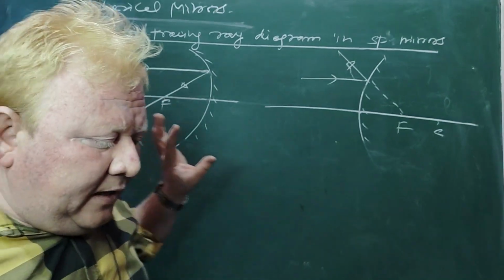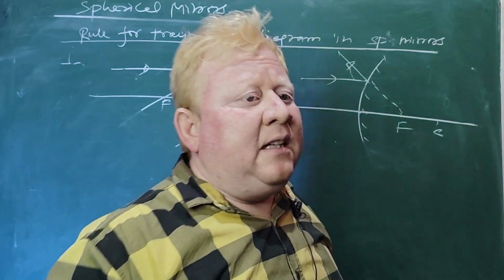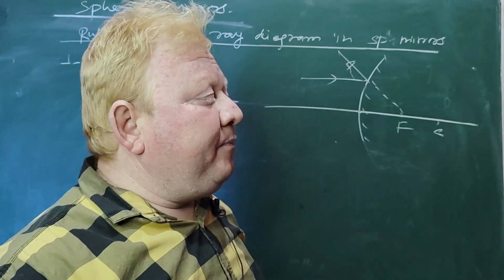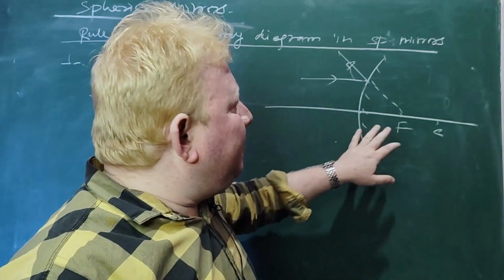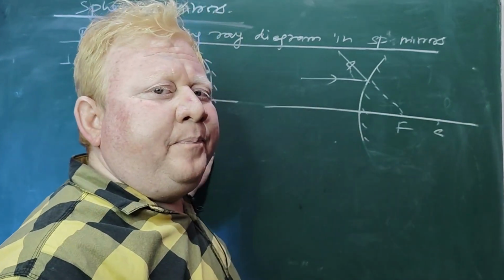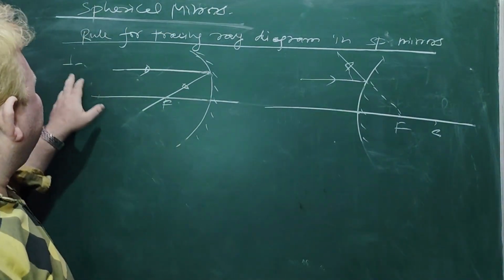This is how we define focus also: it is the point on the principal axis at which light rays after reflection meet or appear to meet. In the case of a convex mirror they appear to meet, and here in the concave mirror it is actually meeting. Okay, so this is rule number 1.